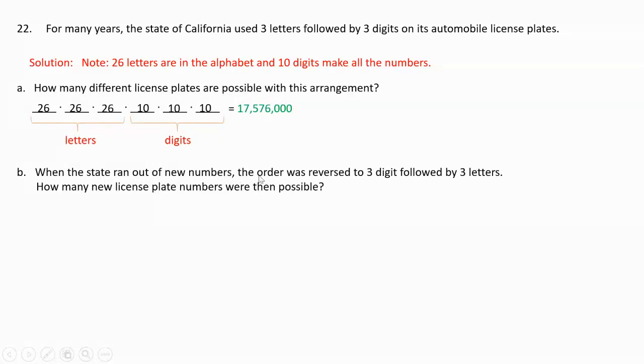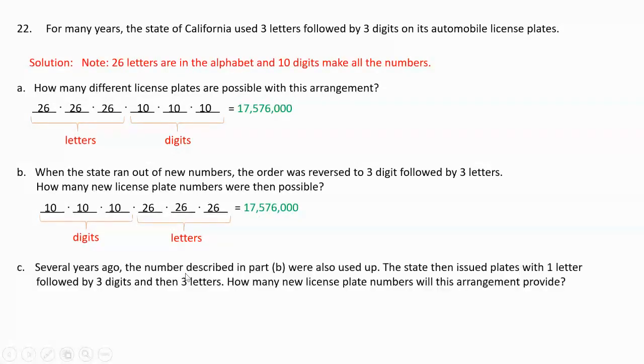Now let's do part B. When the state ran out of new numbers, the order was reversed to 3 digits followed by 3 letters. How many license plates were then possible? These are the digits now, these are the letters. So again, it's going to be 10 times 10 times 10 times 26 times 26 times 26. Even if the order is switched, multiplication is commutative, so it doesn't matter. We're going to get the same result as part A, which is 17,576,000.